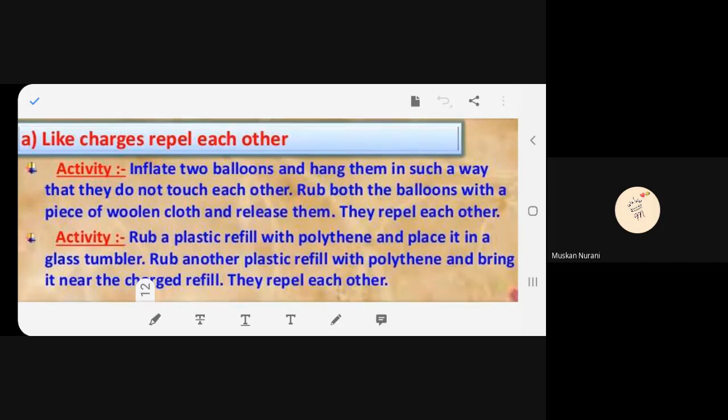Agree? By rubbing, we are causing friction and the friction is giving out the static charges, right? So it is charged. When we bring both the balloons together, what will happen? They repel each other. They will go away from each other because both the balloons have developed the same charge. So the same charge will repel each other and different charge will attract each other.